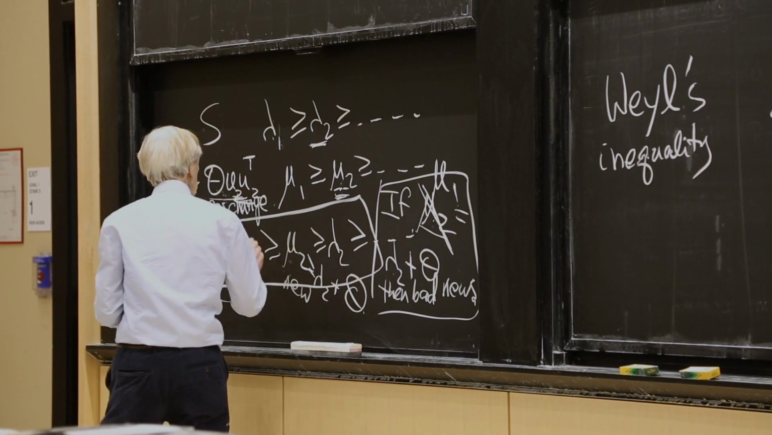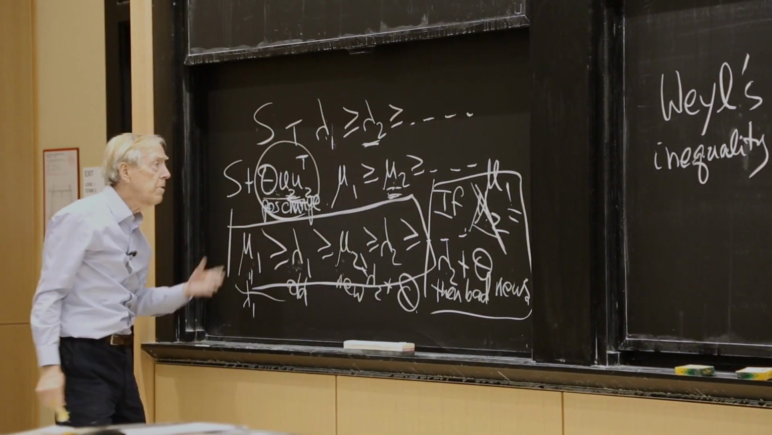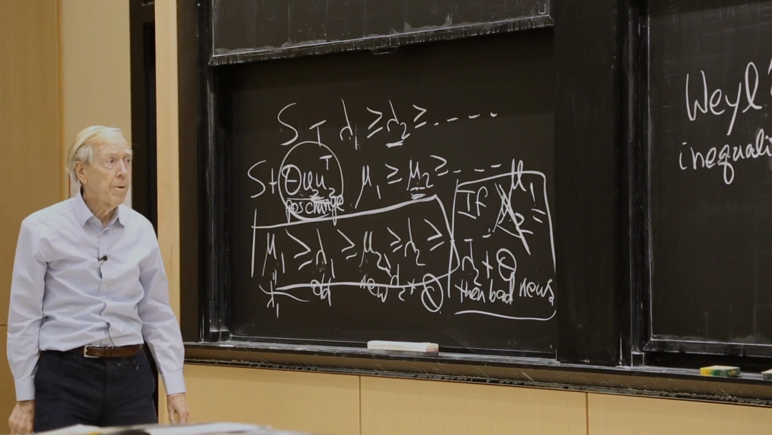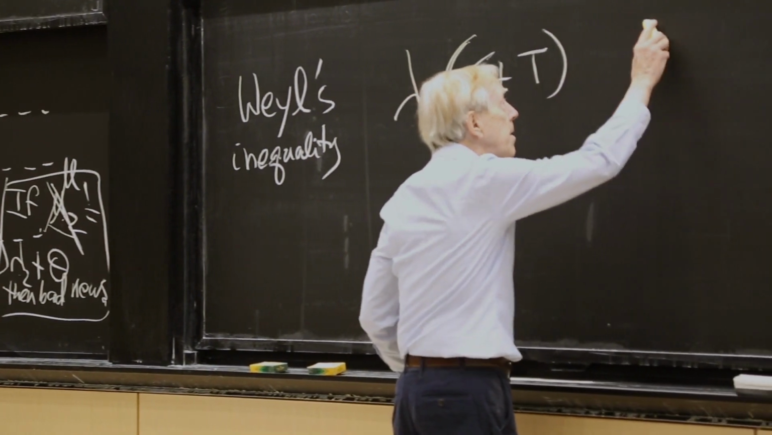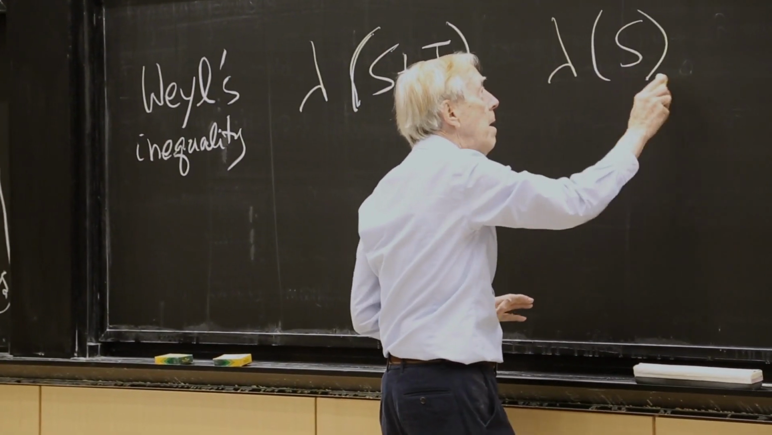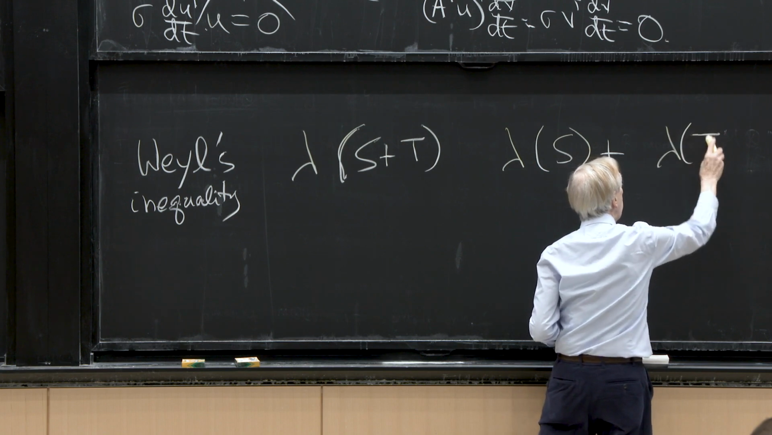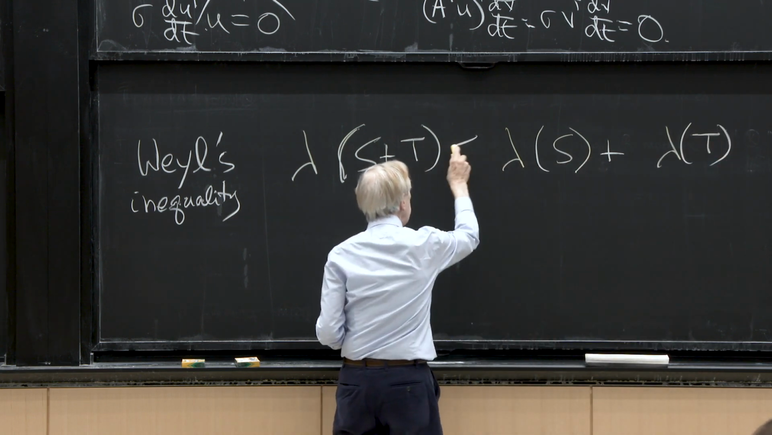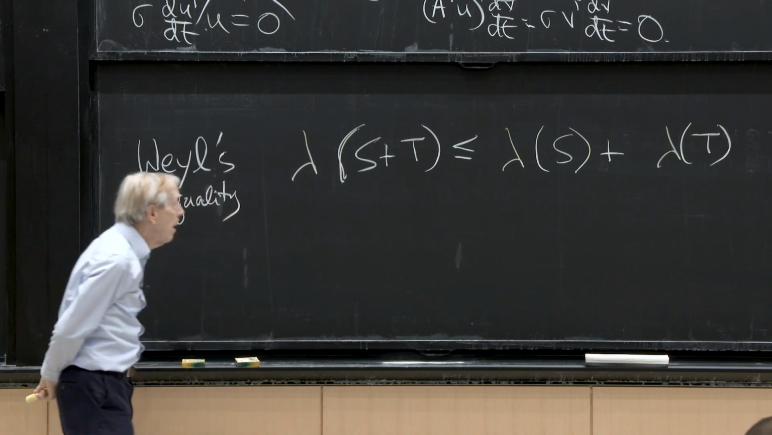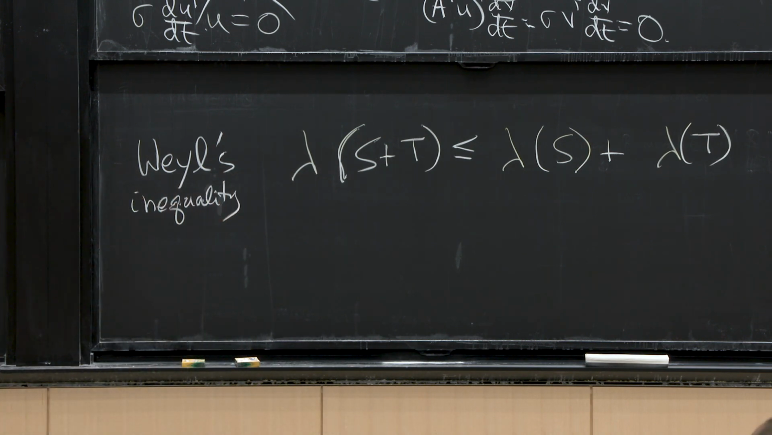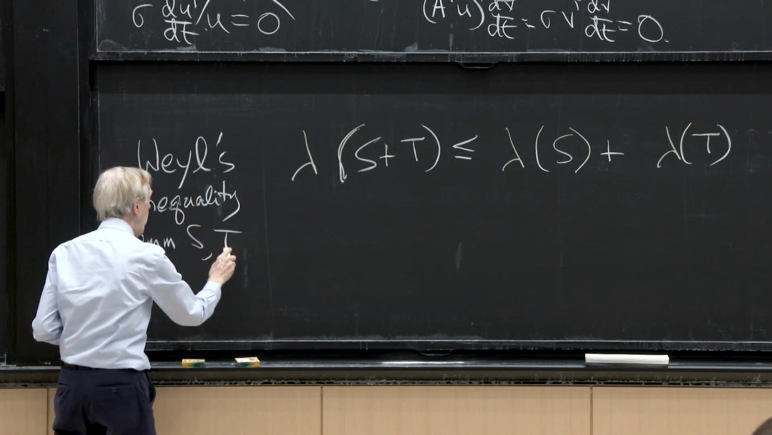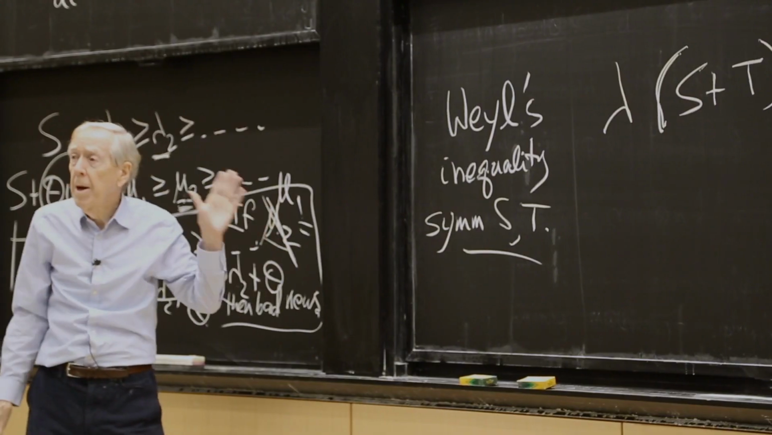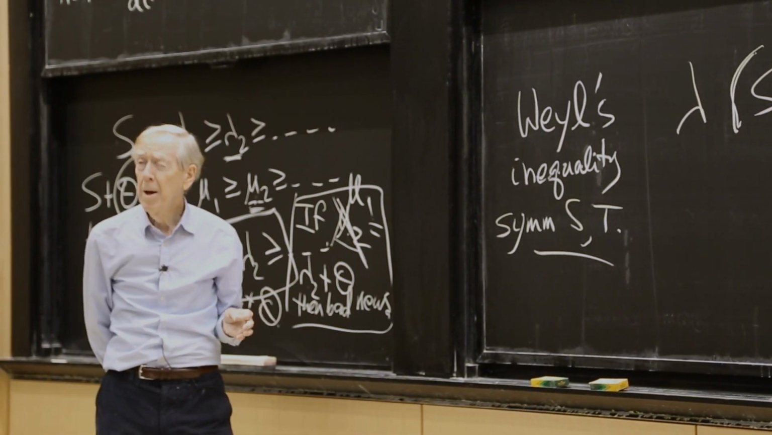Over here in my little puzzle question, that was T. It was a rank 1 change. Now I would allow other ranks. Okay, so I want to estimate lambdas of S plus T in terms of lambdas of S and lambdas of T. And I want some inequality sign there. And it's supposed to be true for any symmetric matrices S and T.